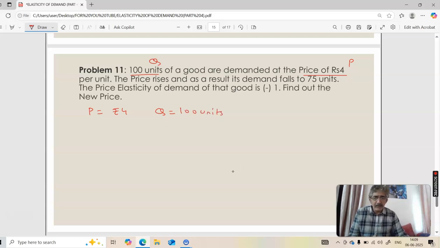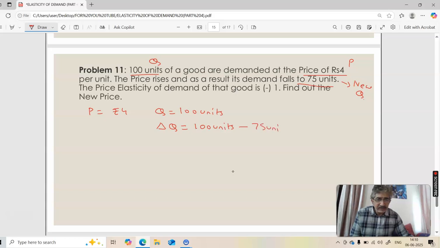The price rises, and as a result, its demand falls to, not by, 75 units. So what is this? This is the new quantity. But we are concerned about delta Q, that is change in quantity. So original quantity, as you can see, was 100 units, and now the demand has fallen down to 75 units. Is that clear? So we get how much? 25 units. Now the price elasticity of demand of that good is -1. Find out the new price.